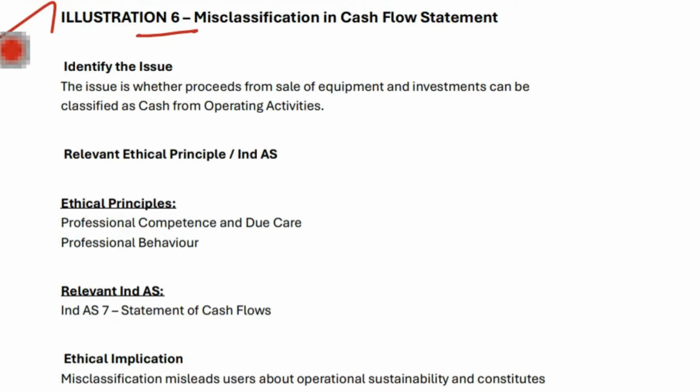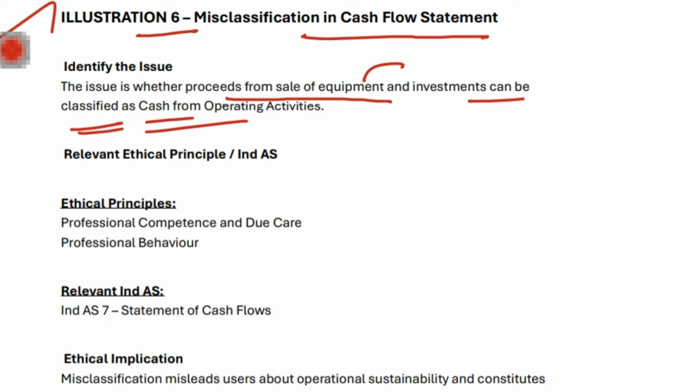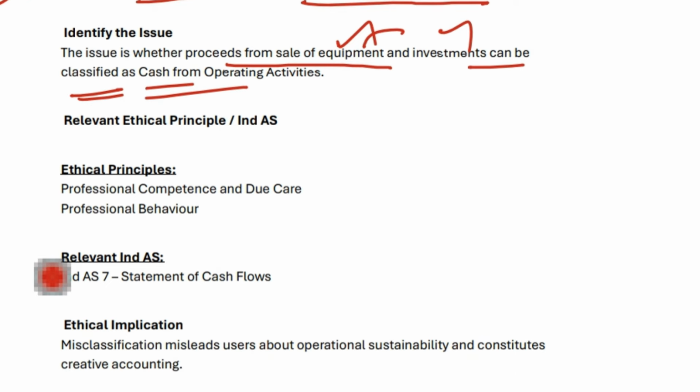Number 6, misclassification in the cash flow statements. So here the proceeds from the sale of equipment and investments are classified as cash from operating activities. Whether the sale of equipment and investment is an operating activity, no, it is an investing activity rather. Okay, so whether this is correct or not, see here, this is the problem actually.